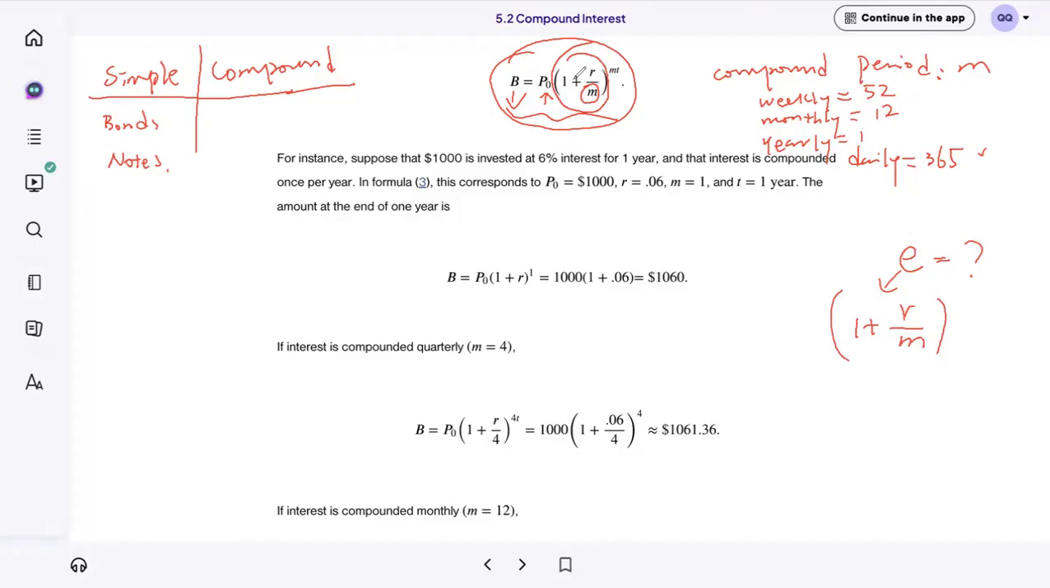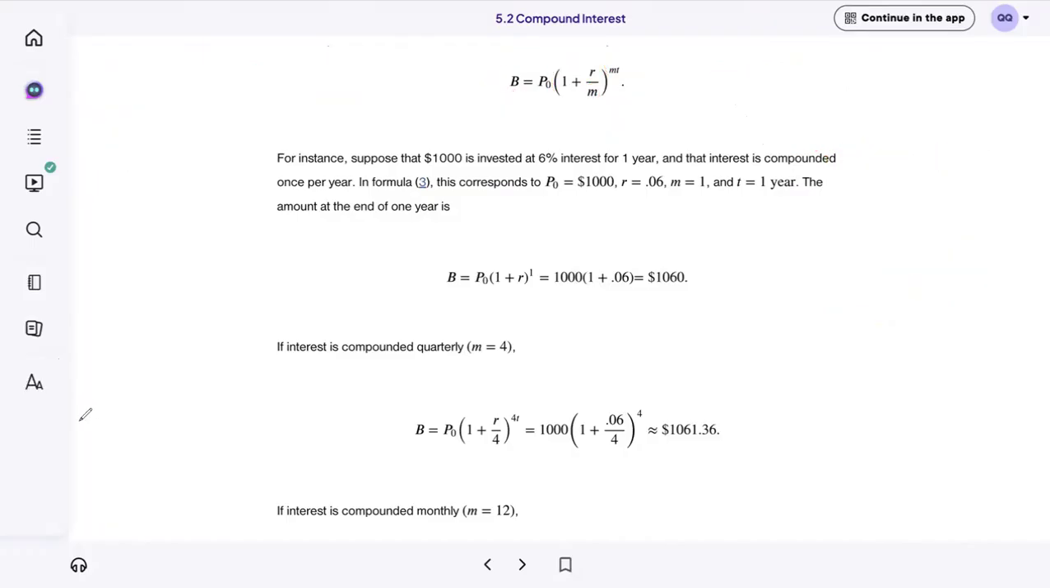But normally, if we have a certain finite compound period, if it's weekly, M equals 52. If it's monthly, M equals 12. If it's annually, M equals 1. If it's bi-weekly, M equals 26. If it's quarterly, M equals 4. So on and so forth. All right, so that's dependent on the compound period.